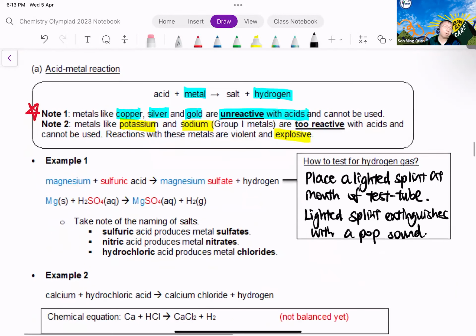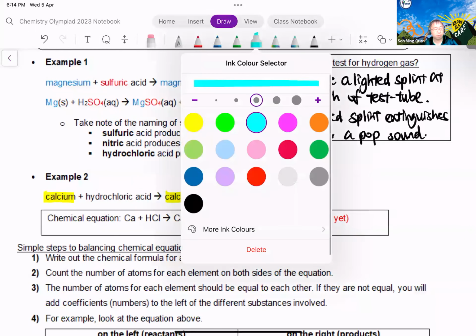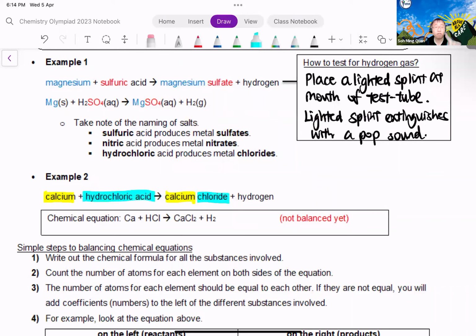We will skip example 1. Let's just go straight to example 2. Calcium plus hydrochloric acid gives you calcium chloride and hydrogen. It is important that you realize it's calcium chloride. How do I get calcium chloride? First, the salt's name starts with the metal. The metal is calcium, so it's calcium. The second part of the salt's name comes from the acid. Remember just now we said chloride comes from hydrochloric acid. So hydrochloric acid produces chlorides. That's why I know it's calcium chloride.